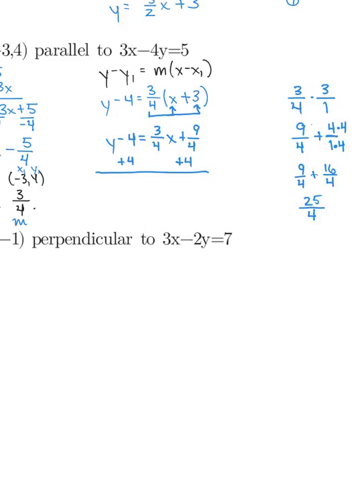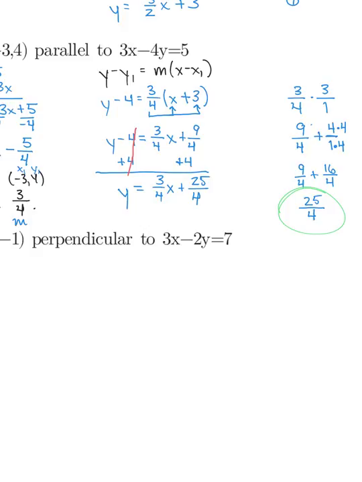So let's come back to our equation. We have our negative and positive 4 cancel on the left, leaving me with just y. And on the right, we have 3/4 x plus 25/4, and we're done. Okay, so that's an example of a parallel problem.